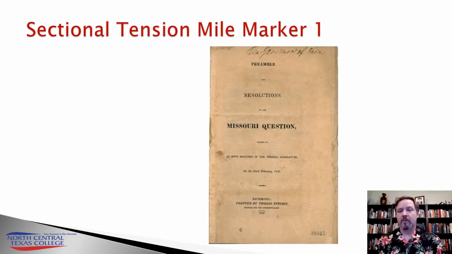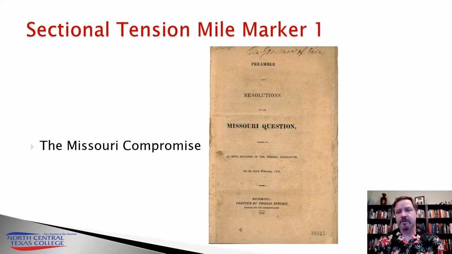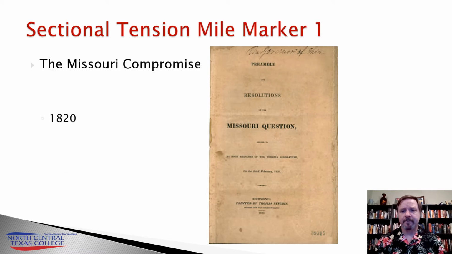Now, all roads have mile markers, and so this road to secession is going to be no different. We're going to begin with sectional tension mile marker number 1, which is the Missouri Compromise there in 1820. Missouri had applied to become a state. It had been carved out of the Louisiana Purchase territory, right?